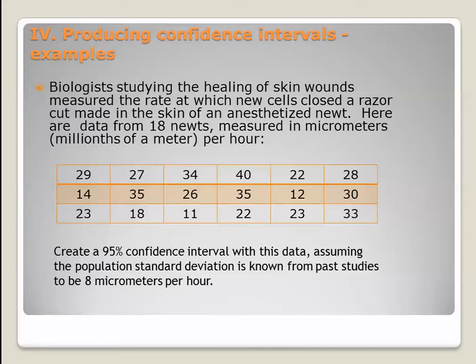So here is an example. I want you to pause the video and read this carefully. This table is your data. So you're going to need to find the mean of that and try to create a 95% confidence interval with this, assuming a population standard deviation of 8. So pause the video, do the work you need to do to figure that out, then start the video again. The next slide has a solution.